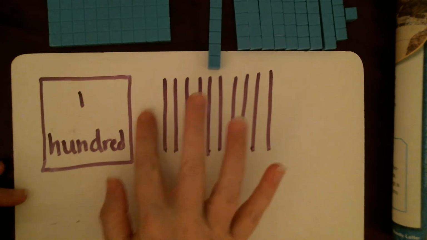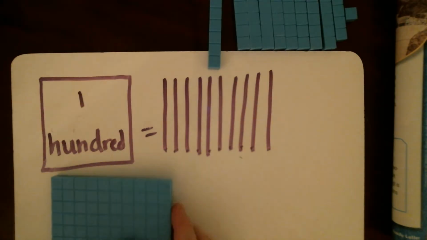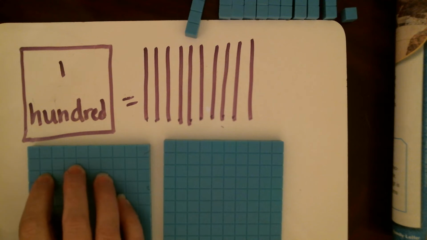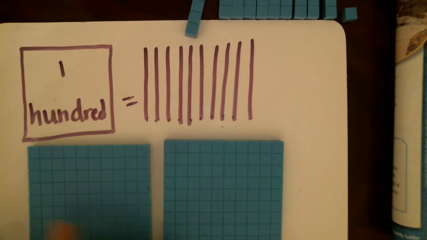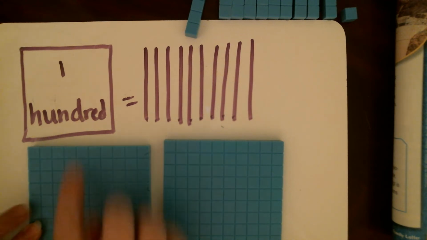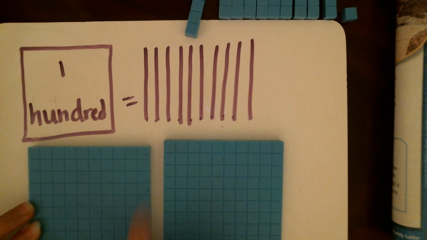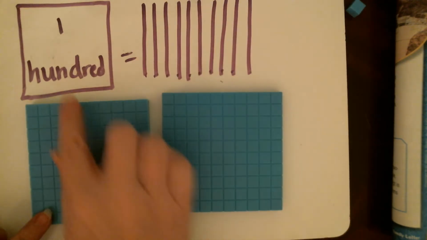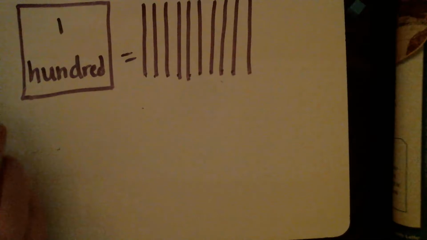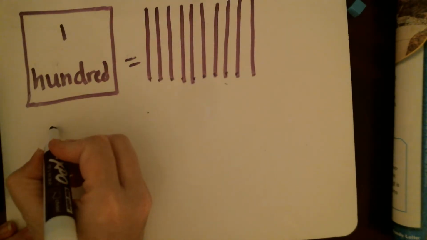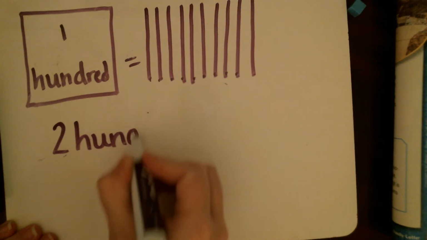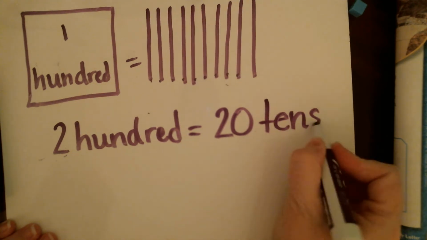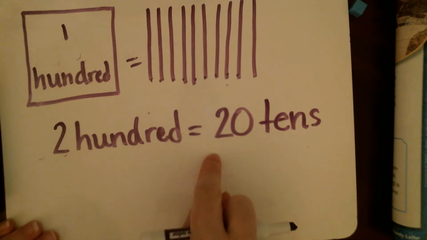So I want you to think about what, though, if you had 2 of these hundreds. If I had 2 hundreds, let's think about how many tens I would have. 10 tens makes 100. So let's see how many tens I have. 1, 2, 3, 4, 5, 6, 7, 8, 9, 10. And another 10 tens is 20 tens. So 100 equals 10 tens. 200 equals 20 tens. 100 is 10 tens. 200 is 20 tens.